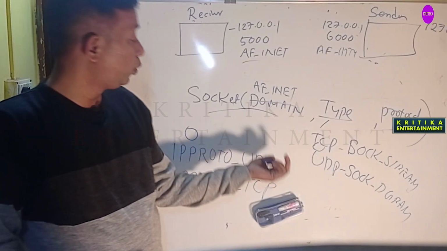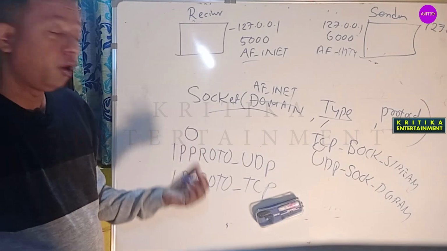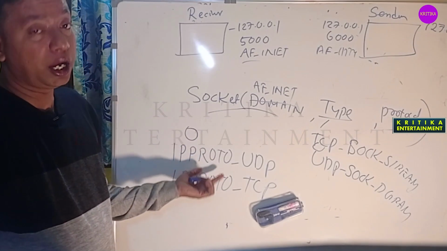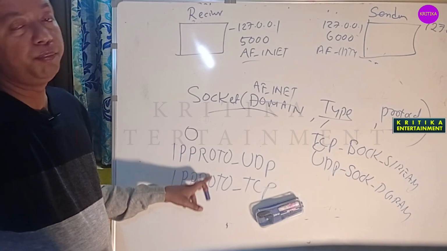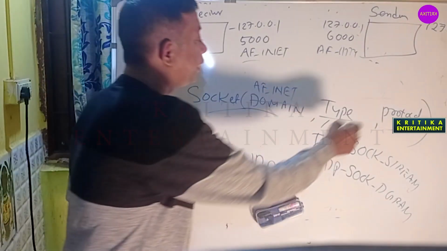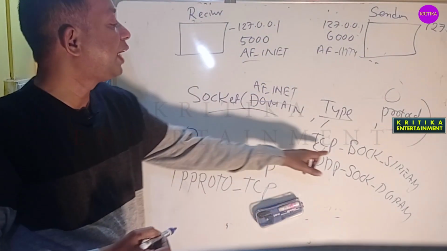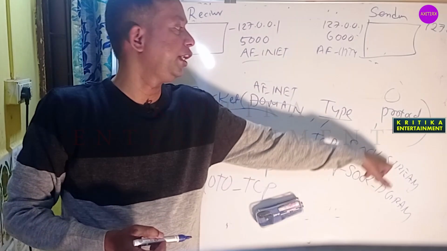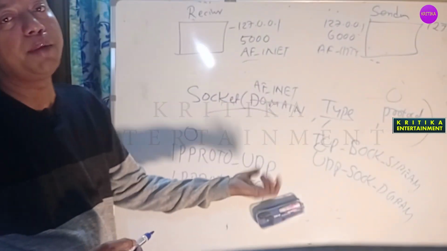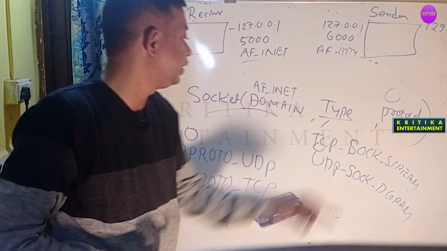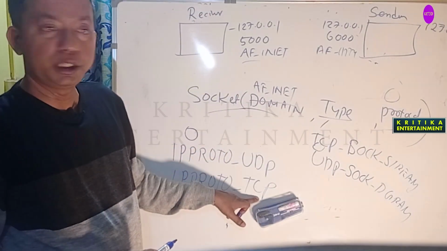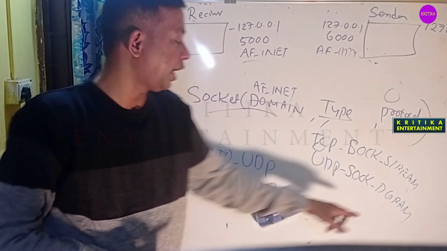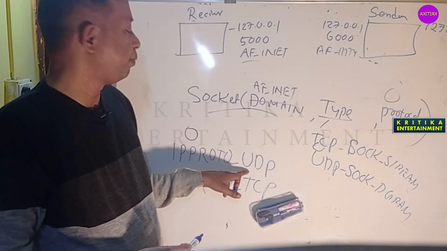But if you don't know or don't remember these macros, because they are written in capital letters, so they are called macros, if you have not remembered them, then you simply take 0. Whichever type of socket you have declared, it automatically assigns that type's protocol. If you are using 0 with SOCK_STREAM, it will automatically assign IPPROTO_TCP. If you are using SOCK_DGRAM, it will automatically assign IPPROTO_UDP.